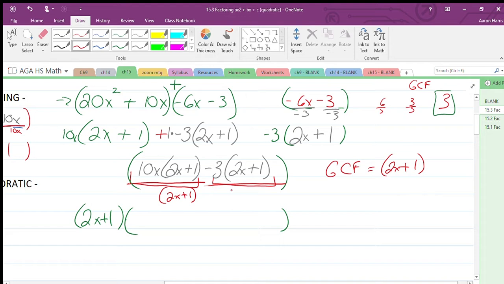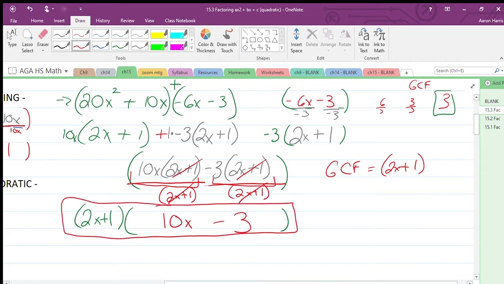Divide each term by the GCF. Notice every time I always leave space between the parentheses because I know I'm going to divide. So we know that 2x plus 1 divided by 2x plus 1 gets me 1. What's left? 10x. 2x plus 1 divided by 2x plus 1 is 1. What's left? Negative 3. So my final answer are these two binomials: 2x plus 1 times 10x minus 3.